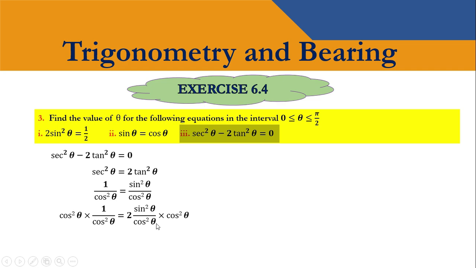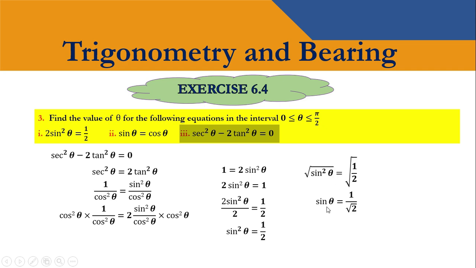Multiply the whole equation by cos square theta. Now cos square theta will be cancelled from the left side and also from the right side. And the final equation we will get is 1 is equal to 2 sin square theta. Now dividing by 2 on both sides, we will get the value of sin square theta. To get rid of the square, we take the square root on both sides, and we will get sin theta is equal to 1 over under root 2. You can see the table for the 1 over under root 2 angle, or you can use the calculator. So theta, when sin theta is 1 over under root 2, is equal to 45 degrees.